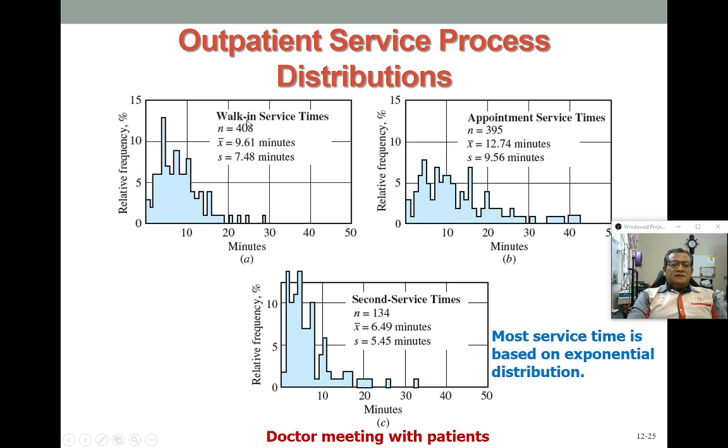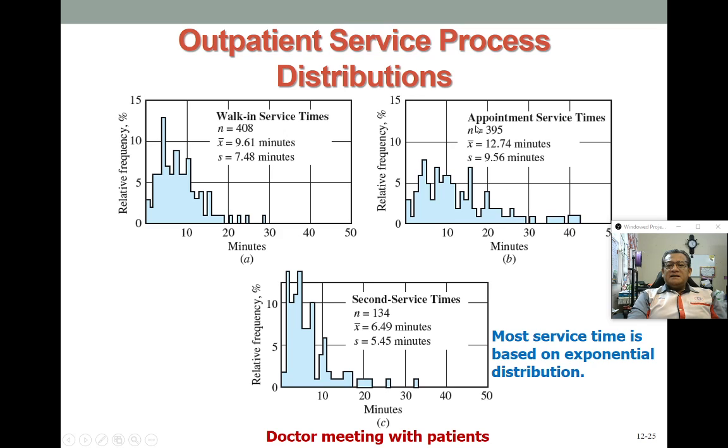If you take a look at type A, based on walk-in service time, for example, this has a total of 408 customers. The average waiting time is 9.61 minutes, which is less than 10 minutes for walk-in service. The service time per patient, the doctor could deliver, is 7.48 minutes per patient.